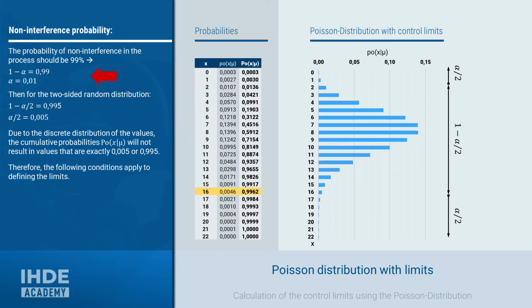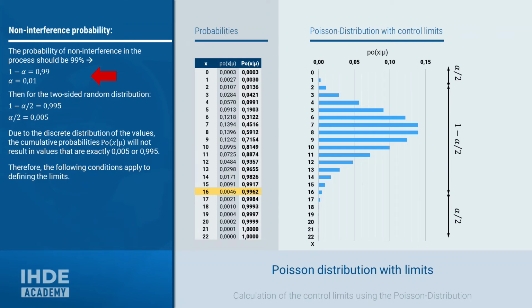For the calculation of the control limits, a non-interference probability in the process must be specified beforehand. This is usually 99 or 99.73%, which would be equal to a 6 sigma range. This means that there is a 99% or 99.73% probability that no interference in the process will have to be made during an ongoing series production.